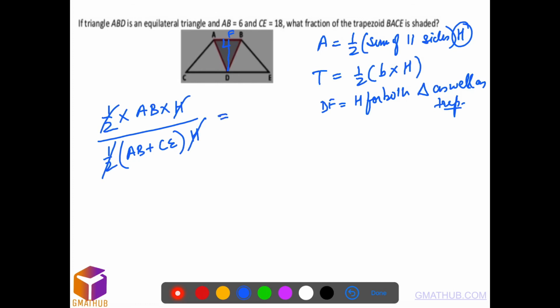So the ratio would be nothing but 6 upon 6 plus 18, 1 upon 4.